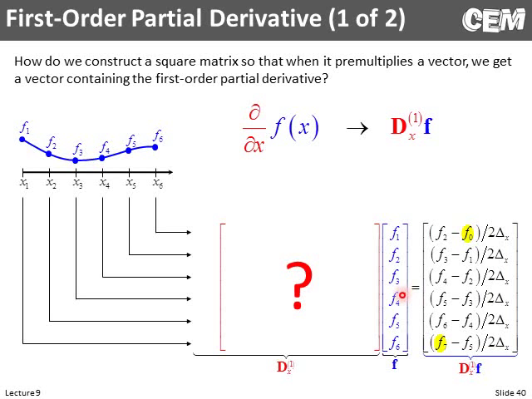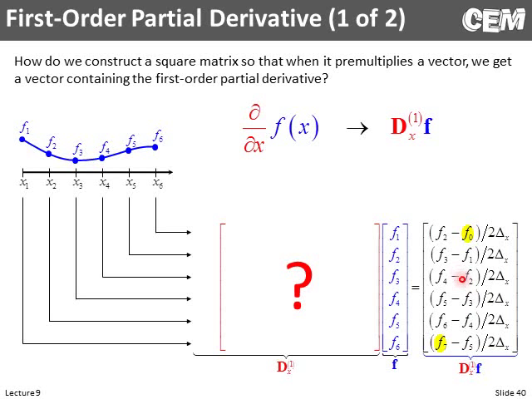So recall our finite difference approximation. Let's take the second point. How do we calculate the derivative or the slope at point F2? It's going to be F3 minus F1 divided by the spacing between them. And in this case, the spacing between them is going to be 2 times delta x, because we've actually spanned 2 spaces now. And we can write that same equation for F3, in which case it's going to be F4 minus F2 divided by the spacing.